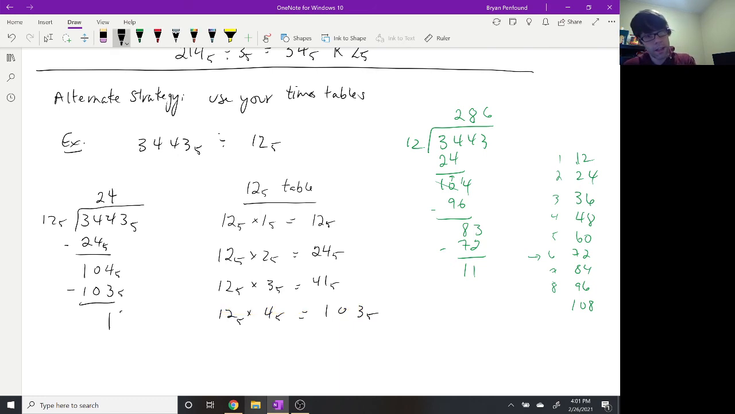Okay, and finally bringing down the number 3. The closest we can get to 1, 3, or the number 8, is by using the first multiple of 7, which is 1, 2. Okay, and that's going to give us 1 leftover unit. So that's how we use a multiplication table to do some work for us.